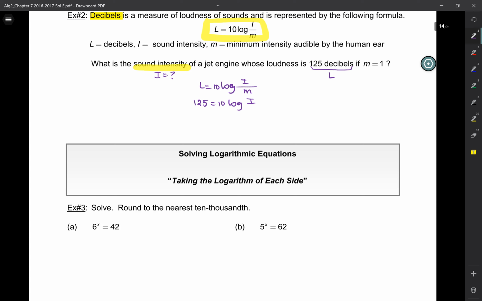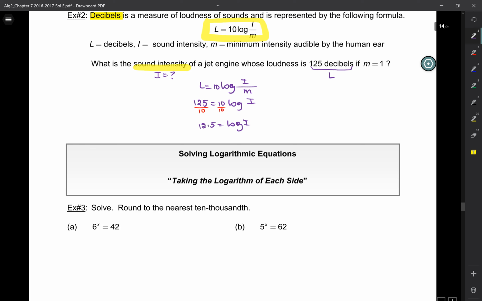All right, so how am I going to solve this? What am I going to do? How do I get rid of the 10? Divide by 10, divide by 10. So I get 12.5 is equal to log I.